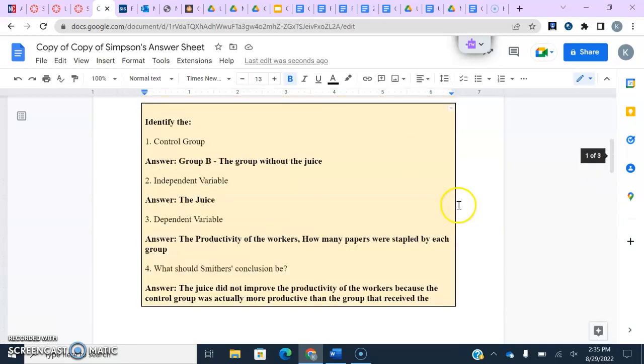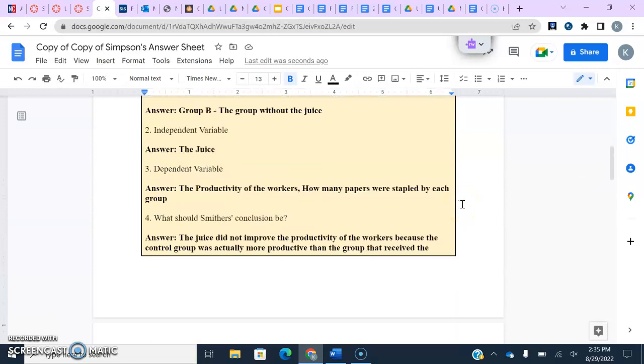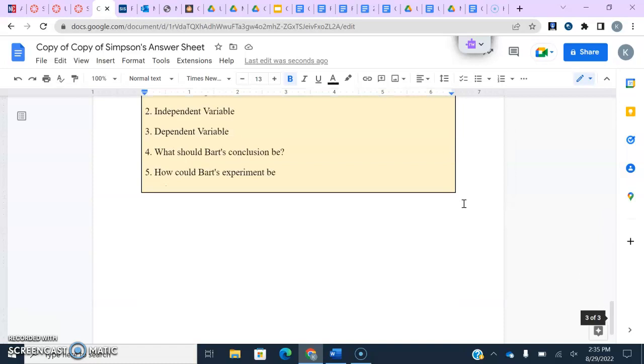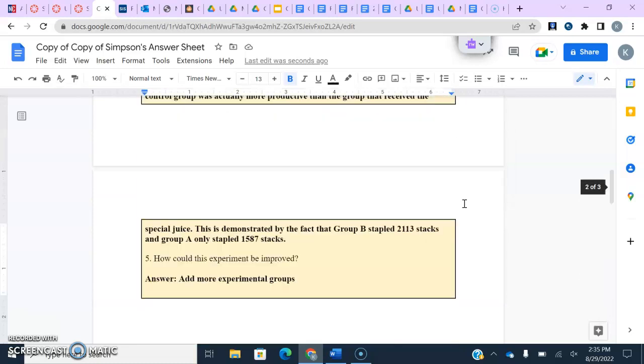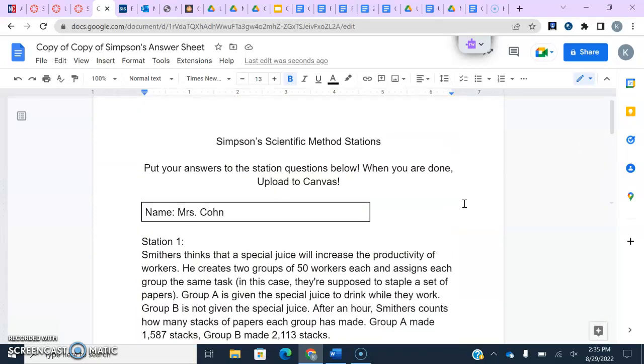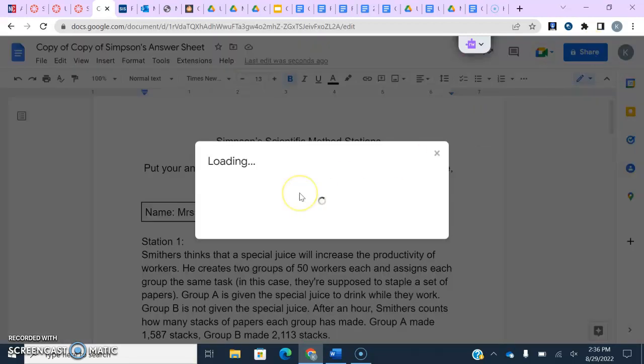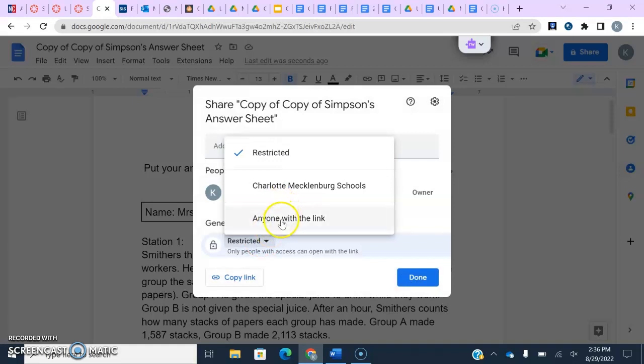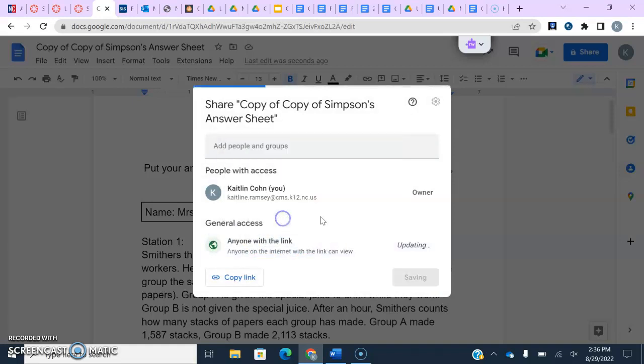So now that you have your answers, you can use this as the example to go on and help you with Station 2 and then Station 3. And when you are done, all you got to do is upload to Canvas, and I'll be able to grade your assignment directly in this document. Remember, when you click Share, you want to make sure you're changing the restriction to anyone with the link can view. And that will ensure that I can actually open your document and grade it.